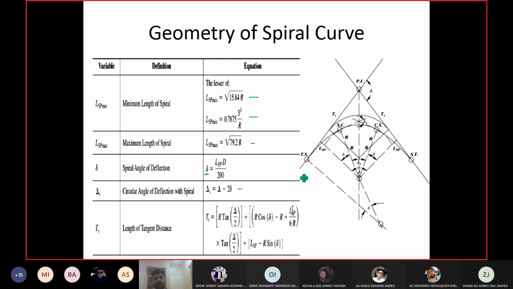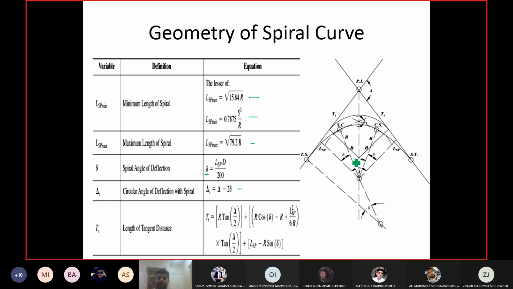The start one was from tangent to circular. Now this one is from circular to tangent. So CS is circular to spiral, then you have length LSP, and then you have the last point of the end spiral curve, which is spiral to tangent. ST means spiral to tangent. Now what is angle delta? Angle delta is the angle made by the spiral curve, which is from TS to SC. The angle made between TS to SC by the spiral curve is small delta. And again the angle made from CS to ST by the end spiral curve will also be the same angle, small delta.